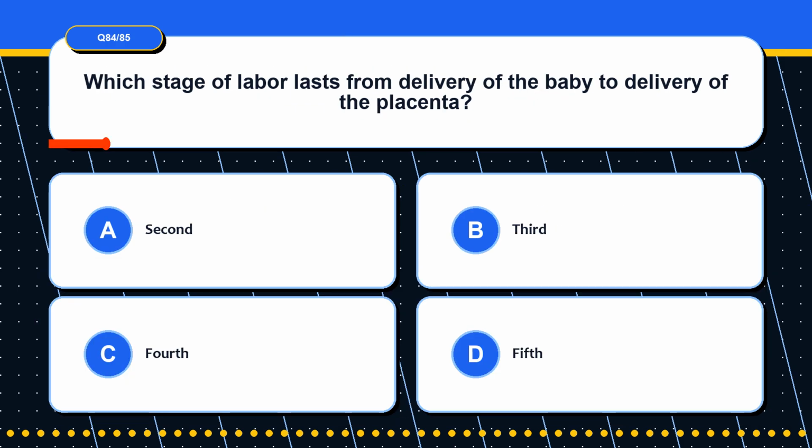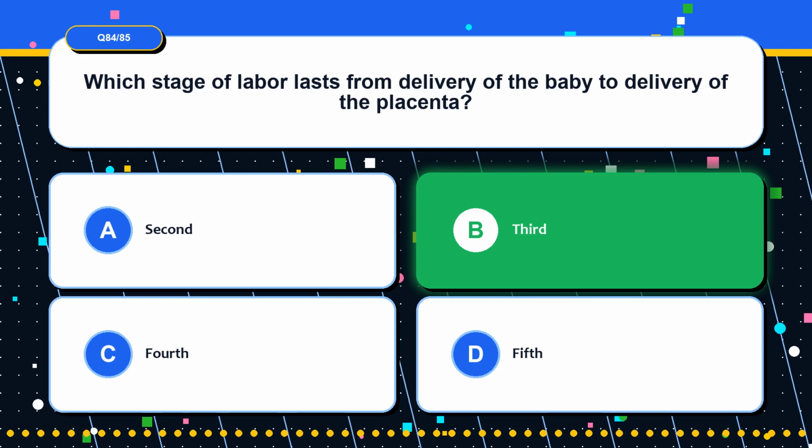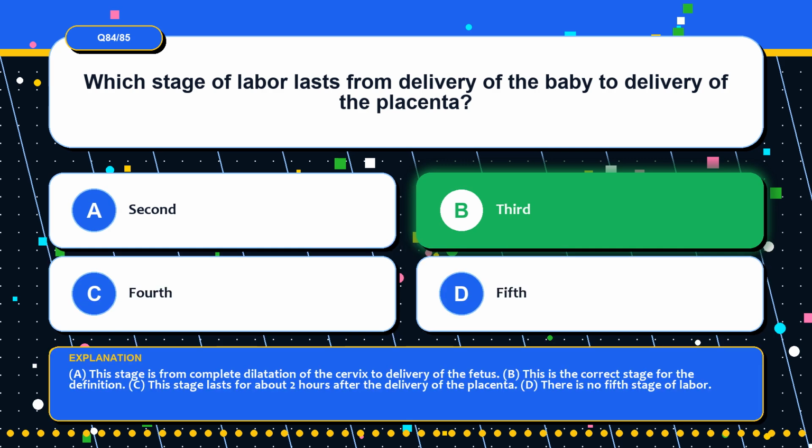Question 84. Which stage of labor lasts from delivery of the baby to delivery of the placenta? Here are the options. Option A. Second. Option B. Third. Option C. Fourth. Option D. Fifth. The correct answer is option B. Third. A. This stage is from complete dilatation of the cervix to delivery of the fetus. B. This is the correct stage for the definition. C. The stage lasts for about 2 hours after the delivery of the placenta. D. There is no fifth stage of labor.